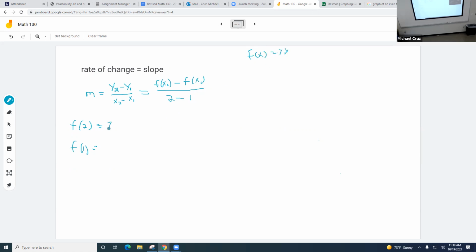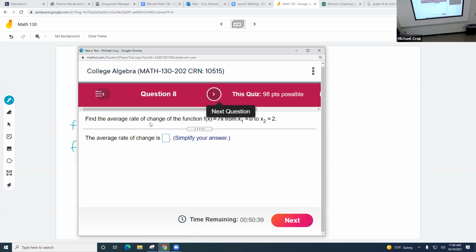Easy. So 7 times 2 is 14. And then this one is 7 times 1, which is 7. So then what we do up here is we got 14 minus 7 over 1, which is 7 over 1, which is just plain old 7. Okay? So that's just essentially the slope.